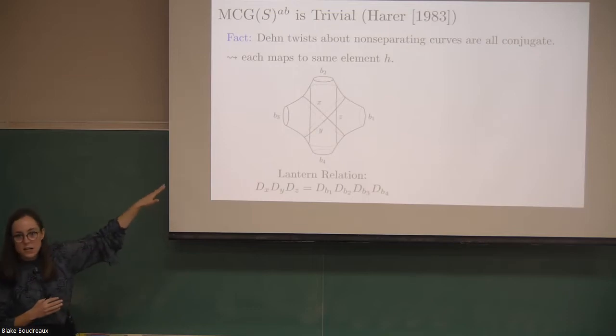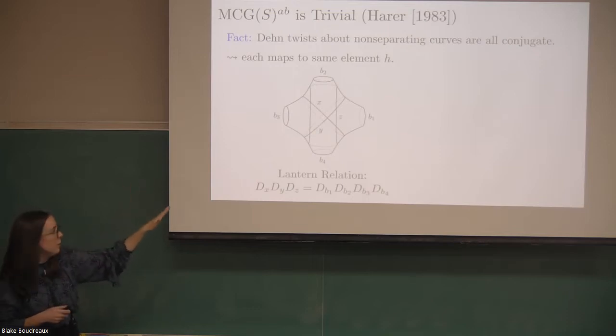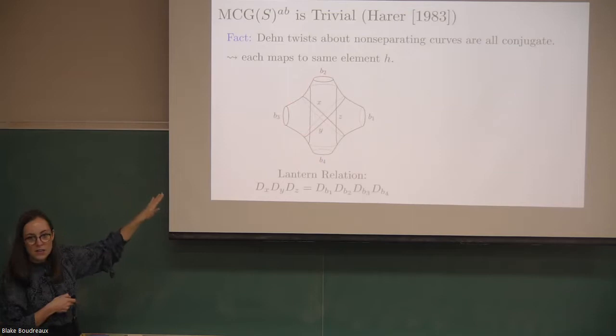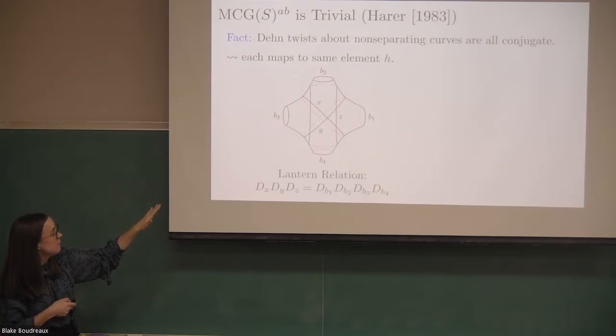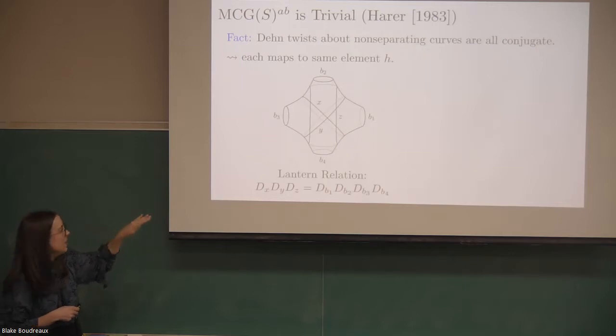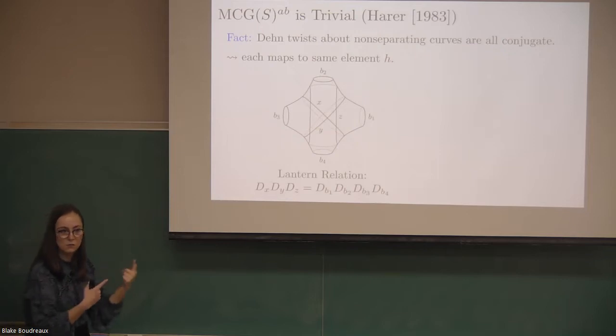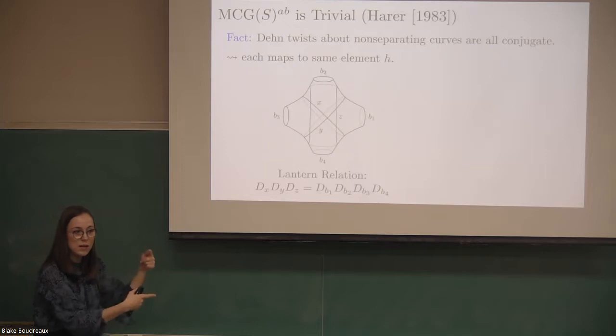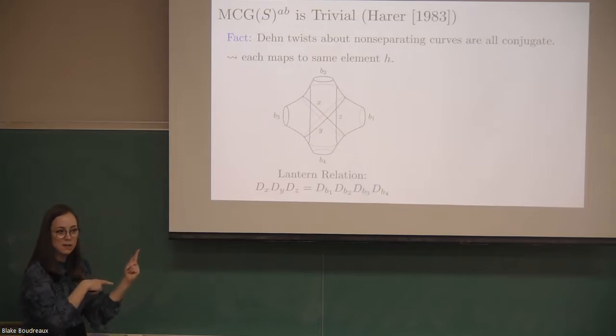What you see here is a sphere with 4 boundary components, where I've labeled the boundary components by B1, B2, B3, and B4. On the inside of the sphere, I have 3 curves. I have X, Y, and then Z here goes around B2 and around B4. This is what we call a lantern. And this satisfies the lantern relation. So in particular, if you twist around the curve X and the curve Y and the curve Z, this is the same as twisting around the boundary component B1, then B2, then B3, and then B4.